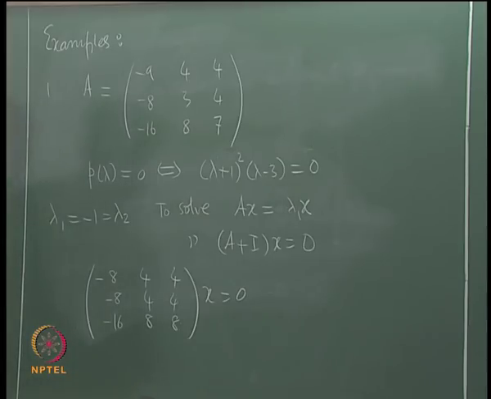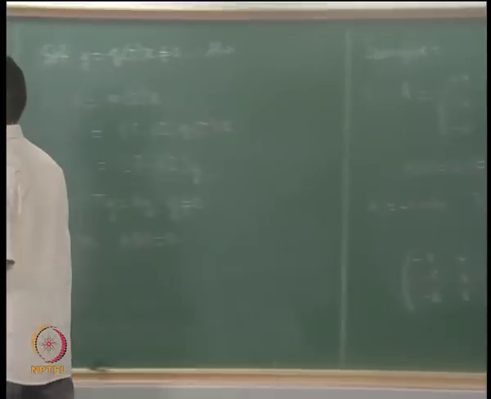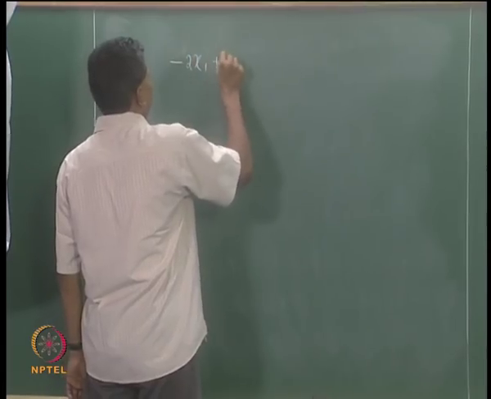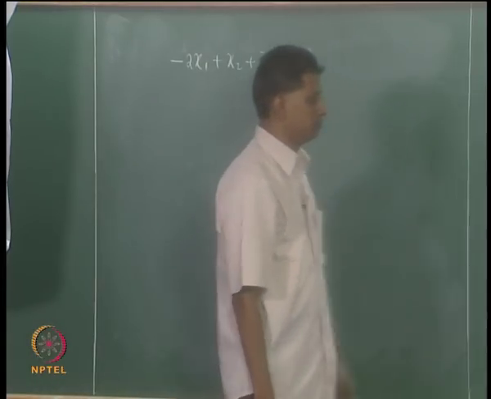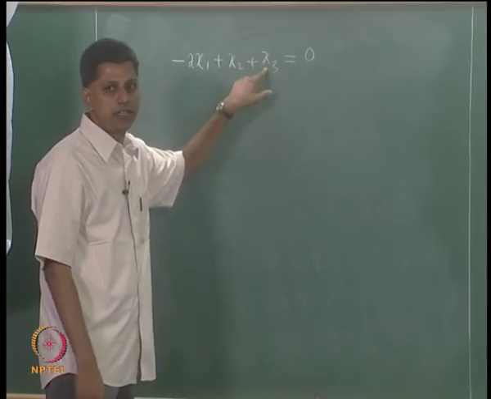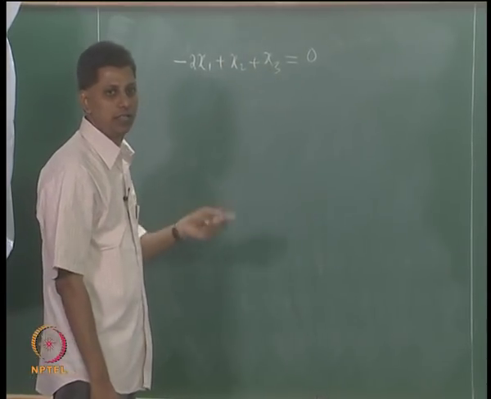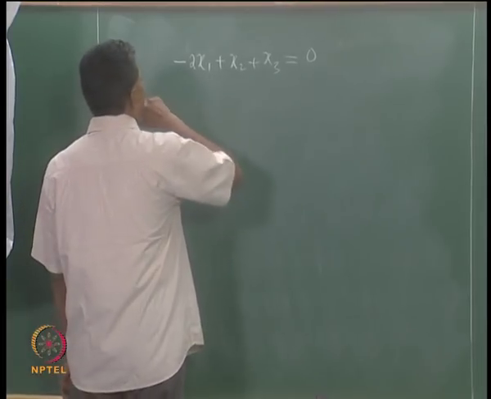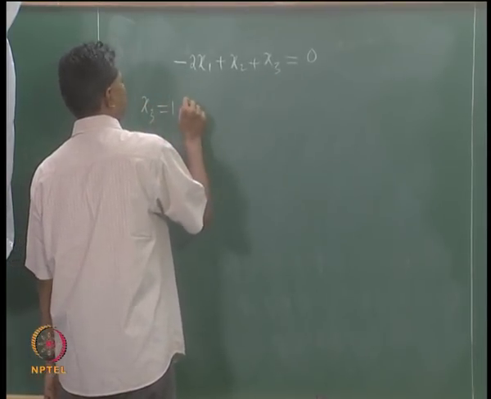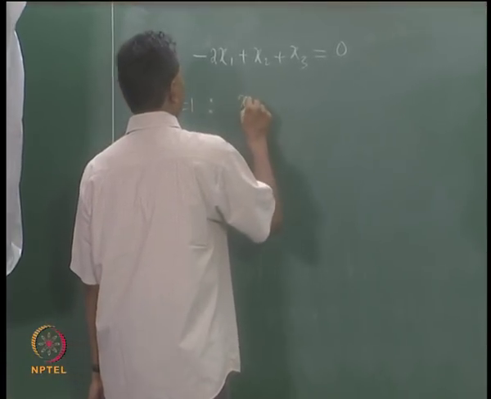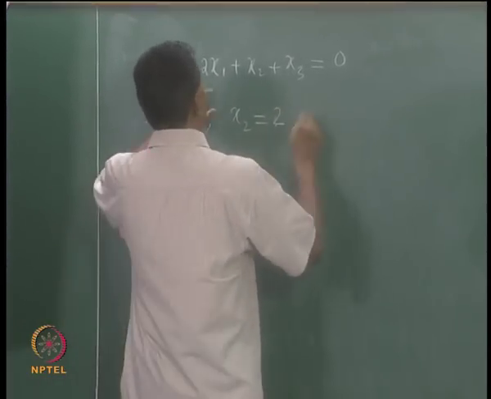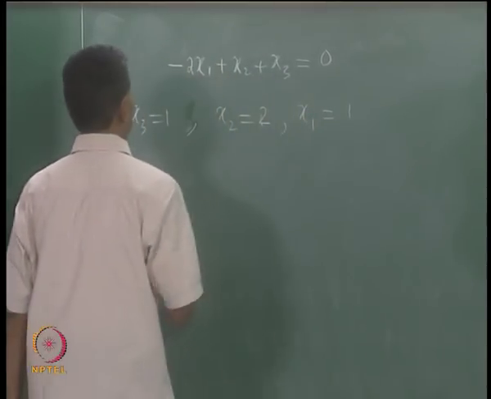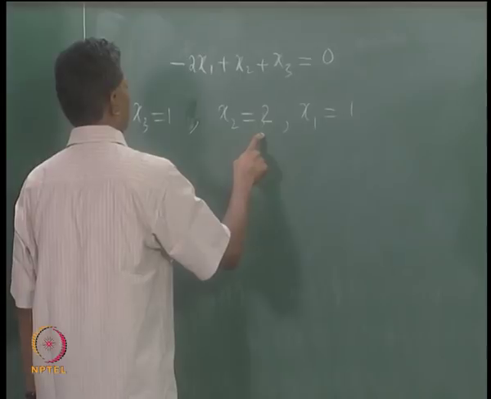Okay, for completeness, there is only one equation that I must solve. I must write down two independent solutions. This is one equation and three unknowns. I can fix two of them. So I will take x3 to be 1 for the first case, and x2 equal to 2. So x1 is 1. Is that okay? Minus 2 plus 2 plus 1, that is not 0.